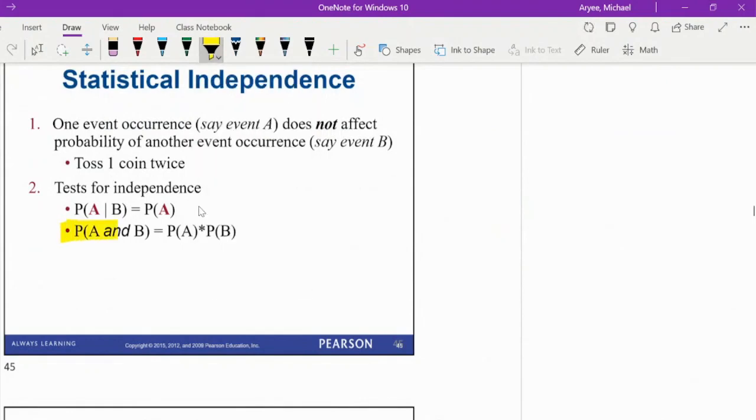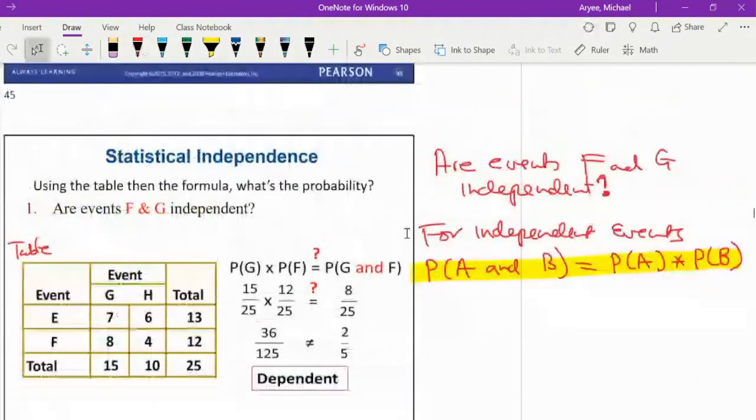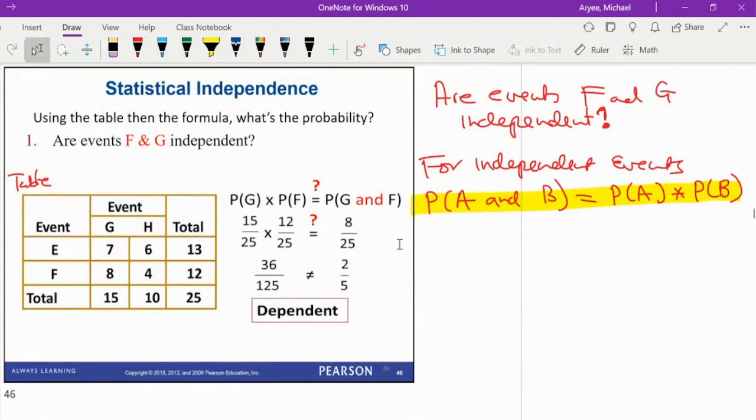All right. This. Okay. Test for independence. This is the one I definitely want you to remember: P of A and B is equal to P of A times P of B. And this is only true if the two events are independent. All right. So let me take you through this so you could see what is happening.